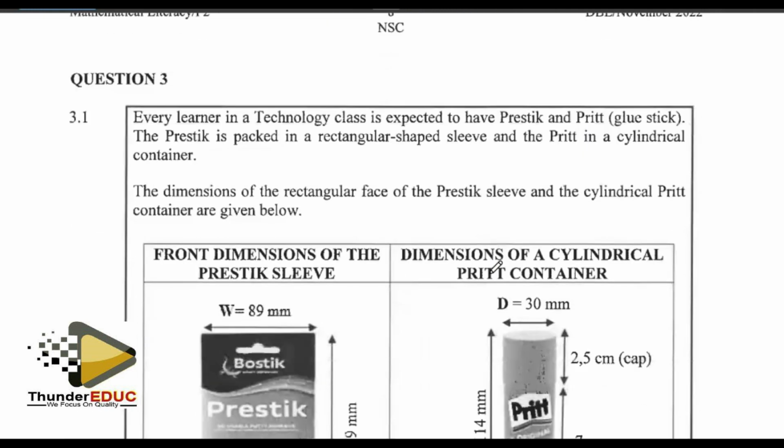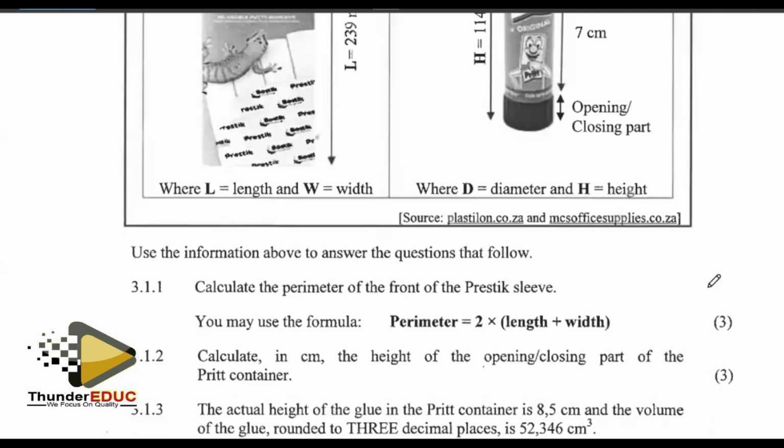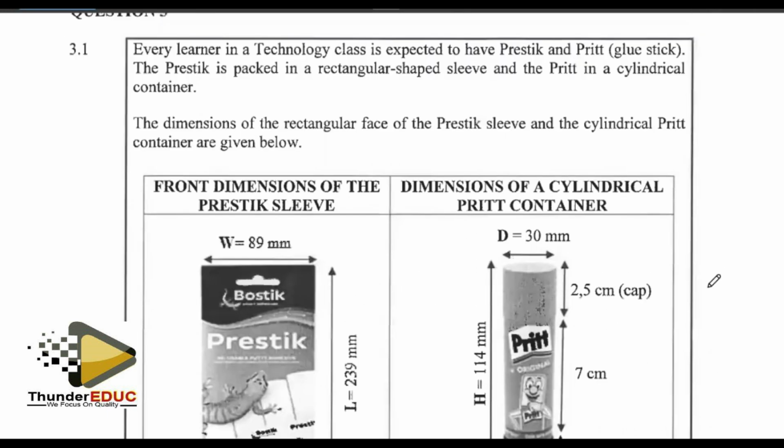All right. Question number 3. Here we go. These are measurements. We look at area, perimeter, volume, surface area. Okay, that's wasting a lot of time. Let's actually analyze the box. Every learner in a technology class is expected to have a pritt stick and a pretty glue stick. The pretty is packed in a rectangular box sleeve, and the pretty is in a cylindrical container.